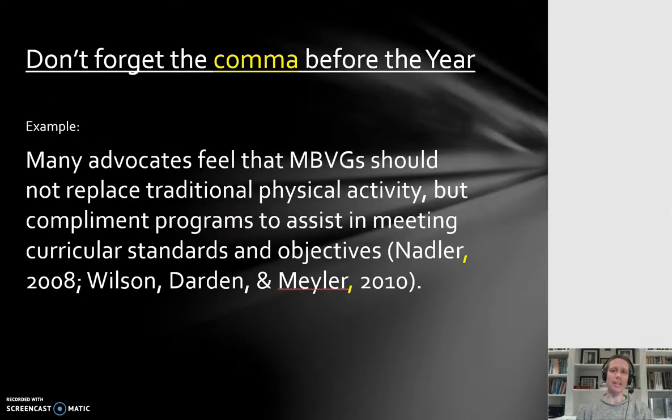Don't forget the comma before the year. A lot of times I will see students where they'll have the author's last name, space, and then the year. Notice the highlighted yellow. Make sure you have commas in between that last author's name and the year.